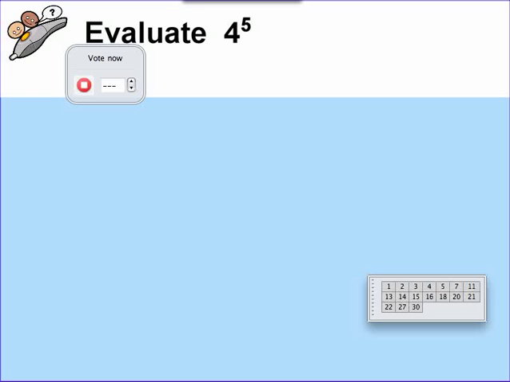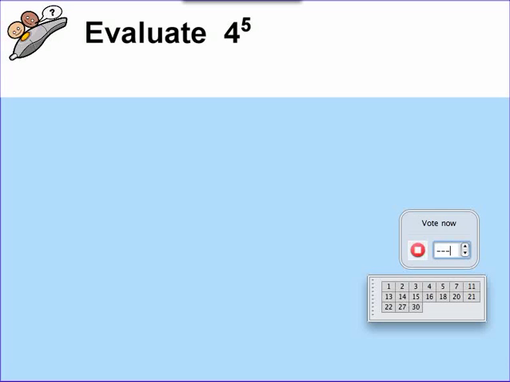Okay, here we go. 4 to the 5th. This one might take you a little bit. Now remember, it's more important to be correct than it is to be fast. I'm more concerned with your accuracy rather than if you're fast. Sorry, I said that wrong.